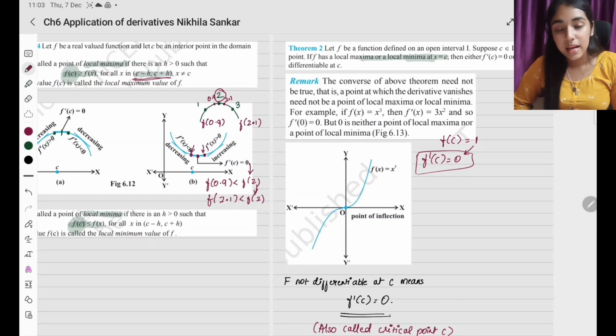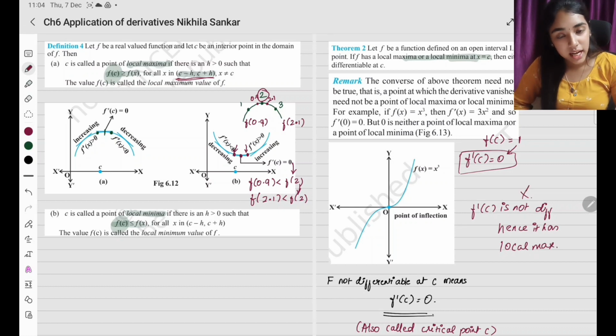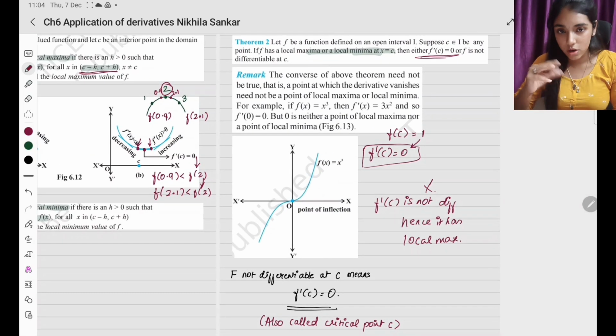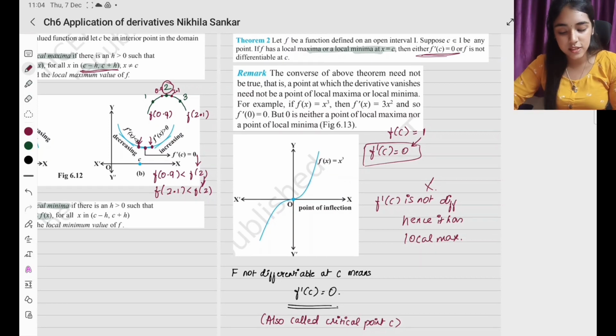This is the theorem. But you cannot say that f of c is not differentiable, hence it has local maxima. You cannot say that. If there is a local maxima, local minima, then f dash of c is 0, but the converse is not true. Okay, only one side is true, the other side is not true. Okay, the reverse is not true.